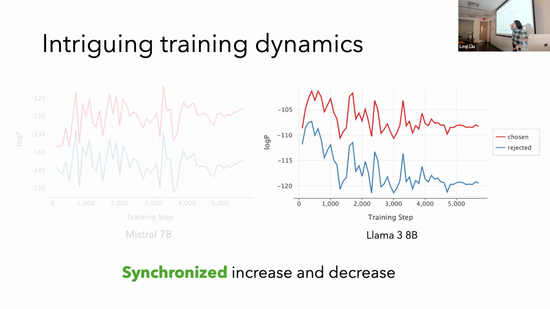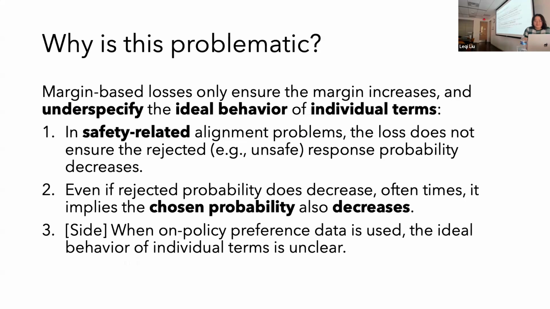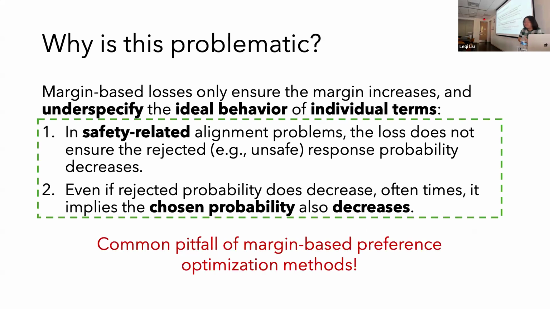Actually, the chosen response log probability is decreasing over time. As a side note, in settings where we only have on-policy preference data, we don't really know whether we want the chosen and the rejected response to behave in a certain way. So in those cases the ideal behavior is unclear, so maybe this is not problematic. But in a lot of cases, when we train with demonstration data, this will be a problematic thing.